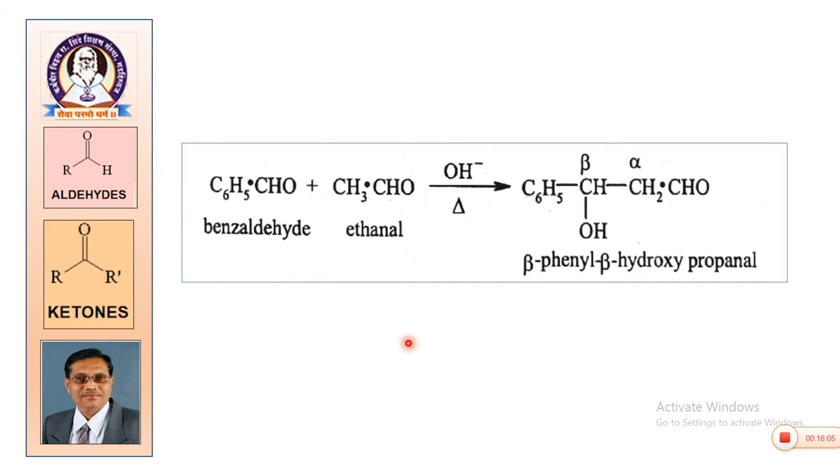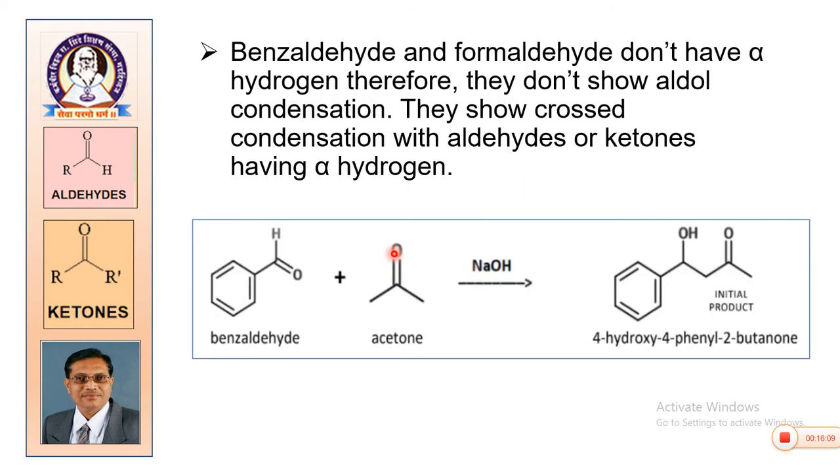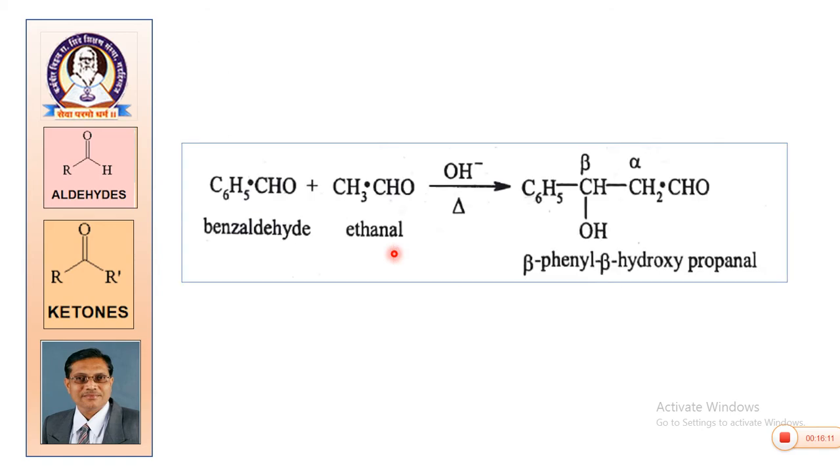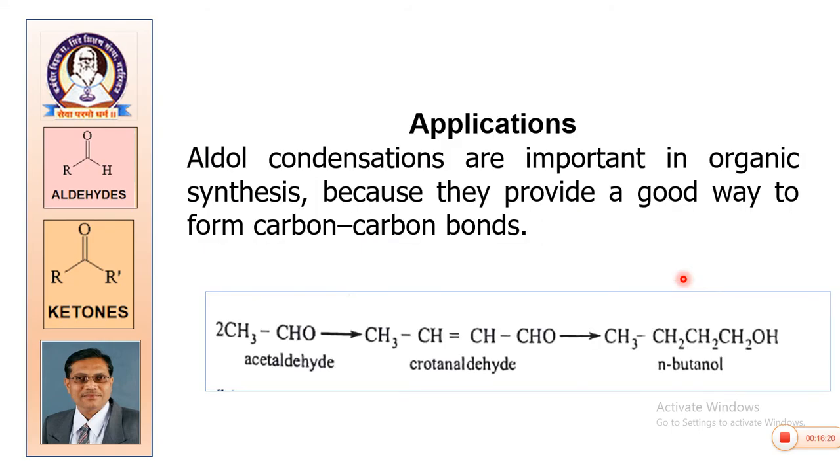Let us see one more example. This is again benzaldehyde. In the earlier case it reacts with acetone; in this case it reacts with acetaldehyde, and we get beta phenyl beta hydroxypropanal. So, these are additional examples.